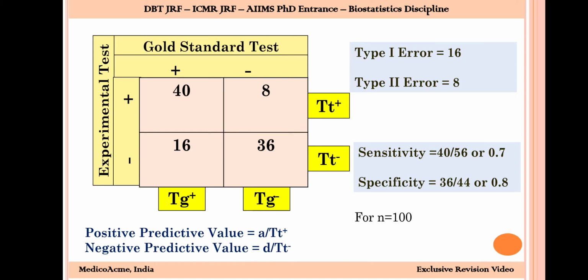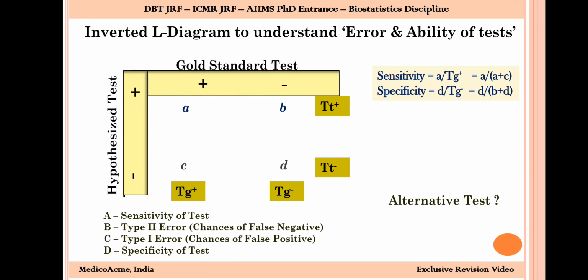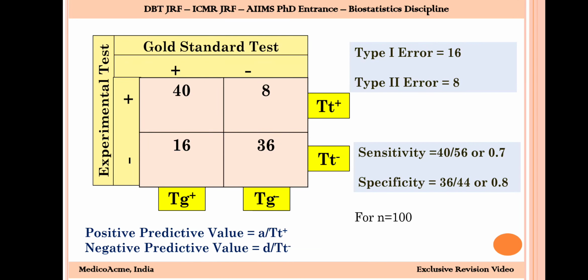In the experimental test, the number that was positive and also positive in the gold standard is 40. Experimental test positive and gold standard negative is 8. So what is 8? Go here. 8 is the type 2 error. Type 1 error is 16. Type 1 error means it was negative in your experiment, but it was actually positive in the gold standard test. And experimental negative with gold standard negative is 36. So these are the values I have given.